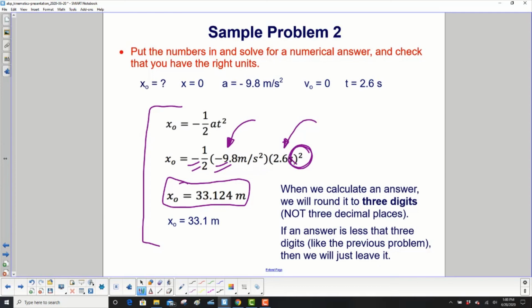So we're going to make a rule. Whenever we have an answer, we are going to round it to have just 3 digits. We don't care about the decimal places, just 3 digits. So here we have what? That's 5 digits. We want 3, so we're going to round that to 33.1 meters. Okay, this way we'll just keep it simple. We won't worry about significant figures yet.